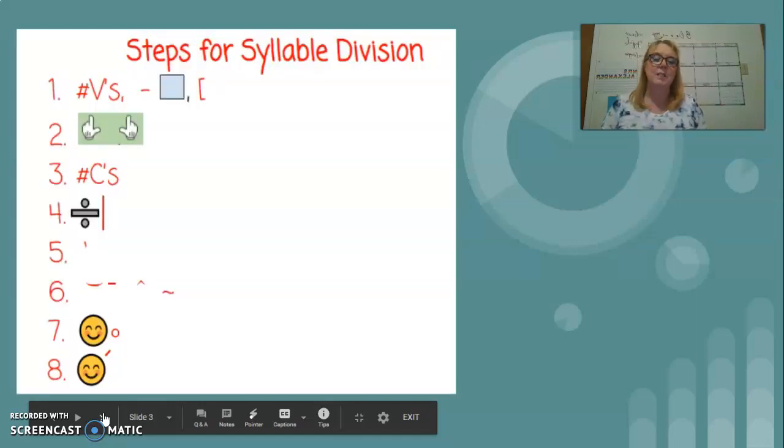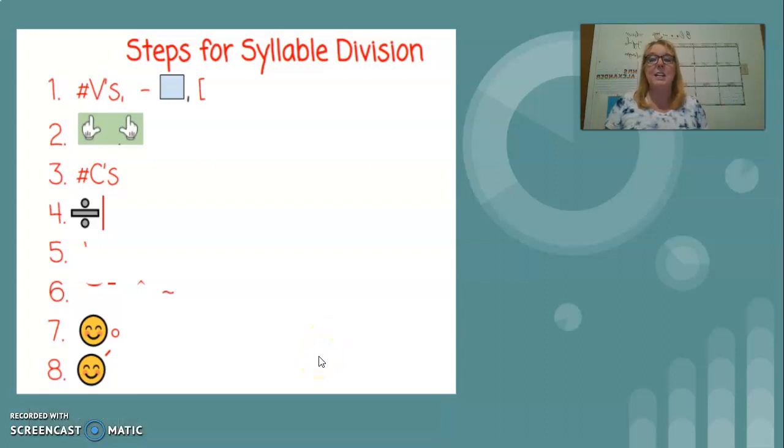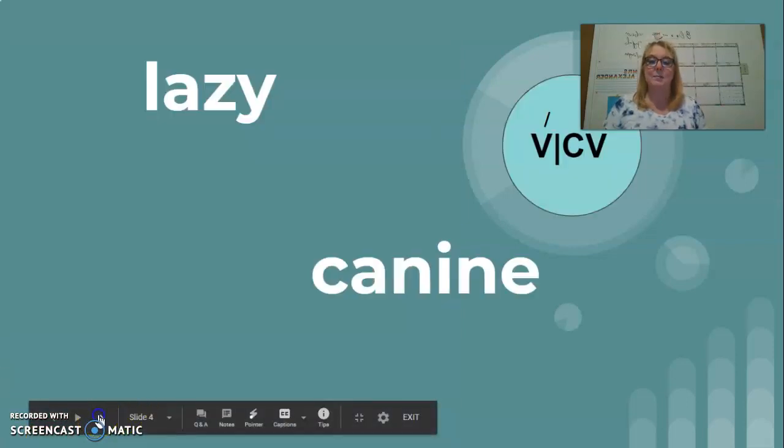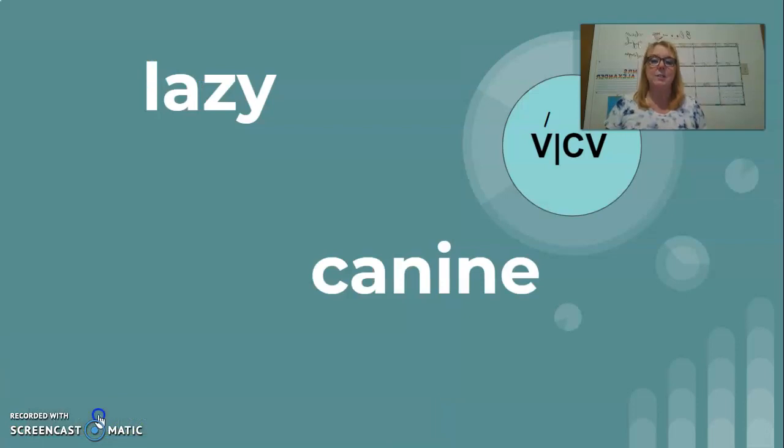Now let's look at the steps for syllable division again to remind ourselves. First, we're going to count the number of vowels. We'll check to see if there's any suffixes or final stable syllables. Then we'll put our fingers under the vowels and we'll count how many consonants are between the vowels. Then we will divide. We'll accent the first syllable. We'll code the syllables. Read the syllables without accent. And then we will read it with an accent. So let's try these words.